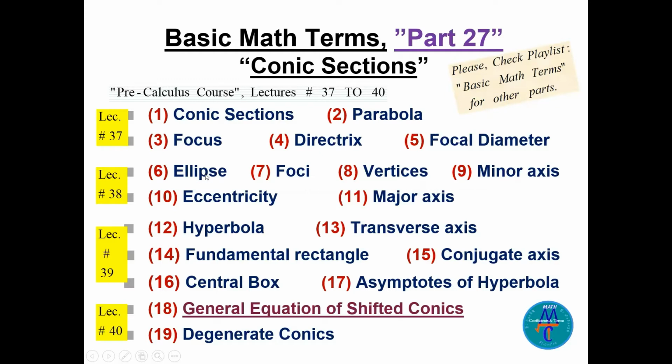Then we go to the ellipse, foci, vertices, minor axes, eccentricity, and major axes. Hyperbola, transverse axis, fundamental rectangle, conjugate axis, central box, asymptotes of hyperbola. Then finally, we will see the general equation of shifted conics and degenerate conics.